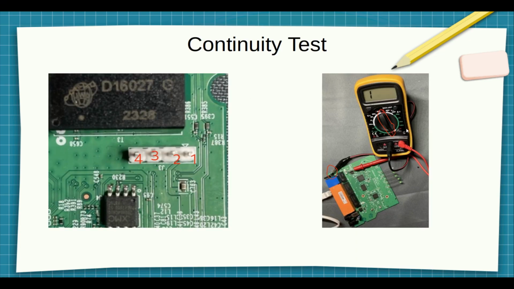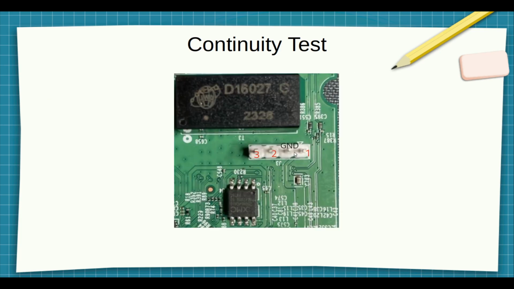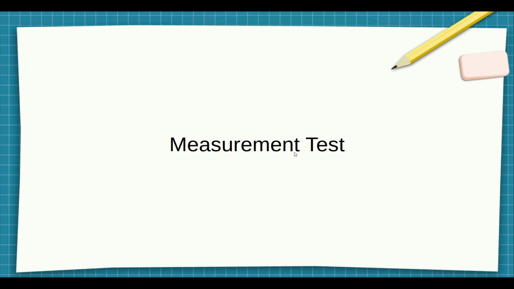So yeah, here you can see what we did. We set the multimeter on the continuity test, and we did exactly that. Now we know the second one is the ground. We continue. We still need to identify the functionality of pins 1, 3, and 4, and that leads us to the measurement test.